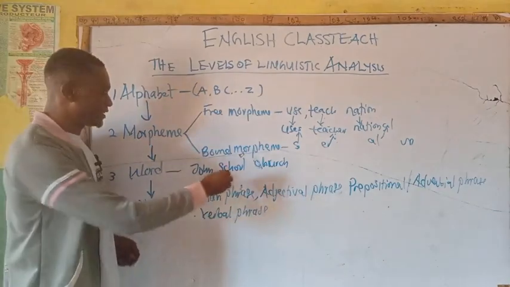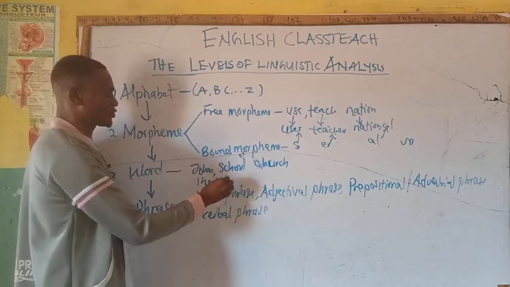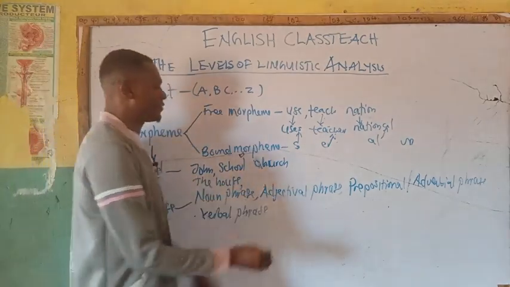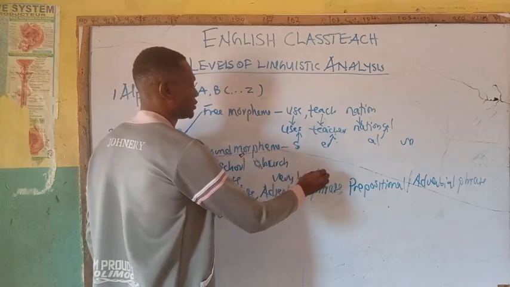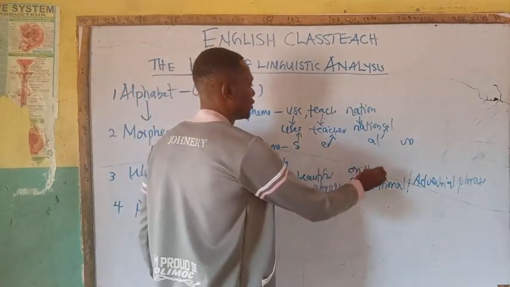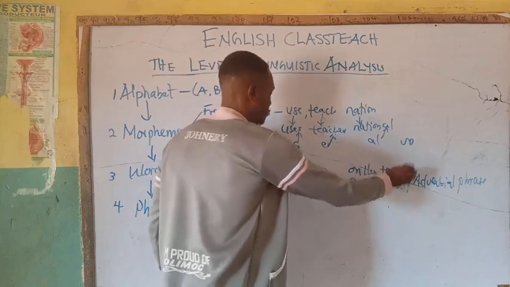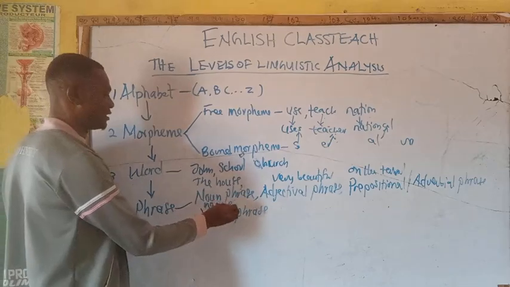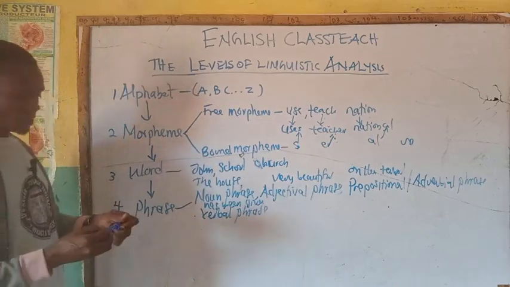Now, kinds of noun phrase: a noun phrase can be "the house". That is a noun phrase. Then an adjectival phrase can be "very beautiful". The prepositional phrase can be "on the table". Then the verbal phrase can be "has been given". These are referred to as phrases.